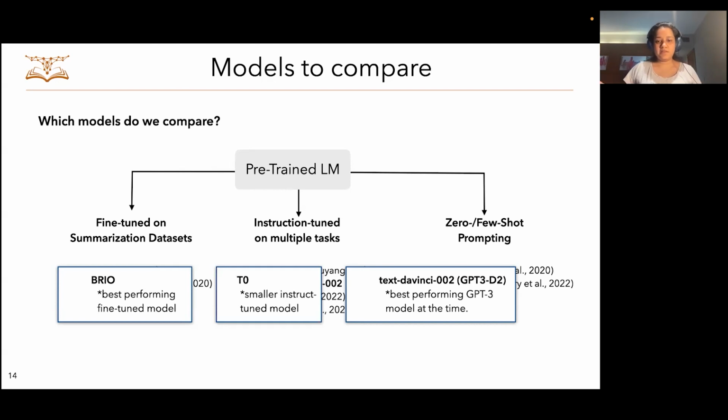And between these two, we also wanted to test another instruction-tuned model, which is T0, which has a similar instruction tuning training setup, but it's at a much smaller scale. It's basically a T5 scale model. So these were the three models that we compared.